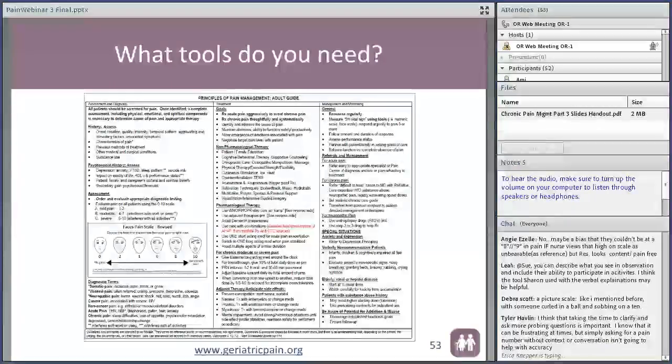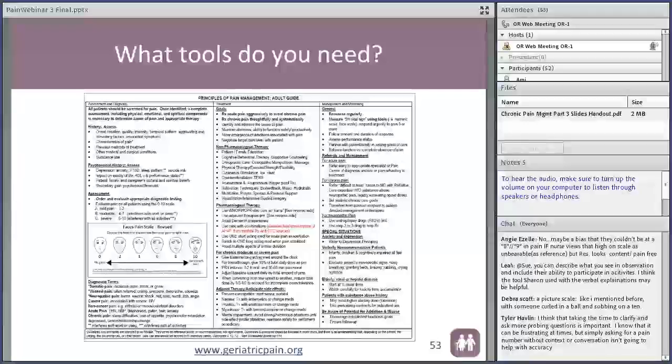So what tools do you need? I'd be curious to hear in the chat. This is an example of a tool that was on the Geriatric Pain website. It's packed full of information. It's probably everything you ever needed all in one place, but it's very busy. And I'm not sure during your busy work schedule that you'd use this tool.